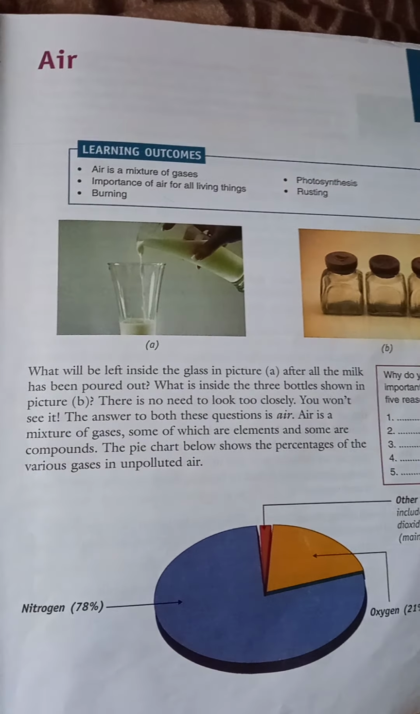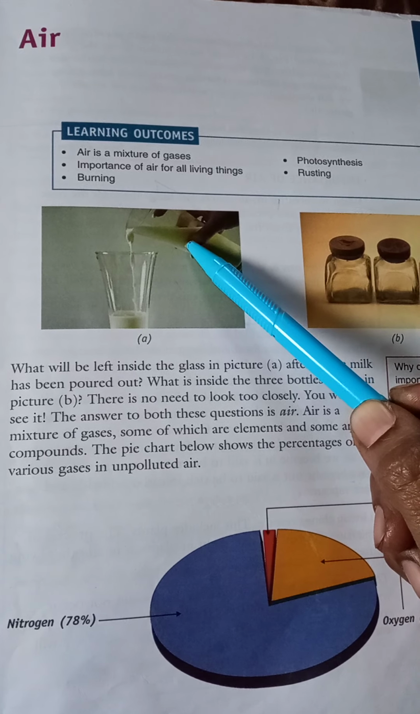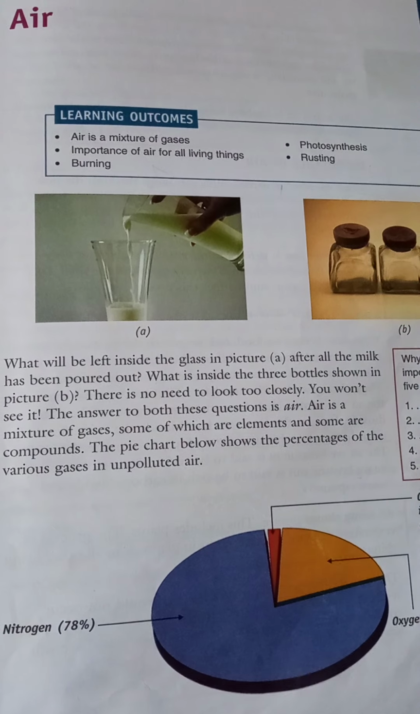See pictures A and B. In these pictures, one glass of milk is poured out into another glass. So what will be left inside the glass? If you pour all the milk into another glass, what will be left inside this glass? Yes, the glass is empty, but air is present.